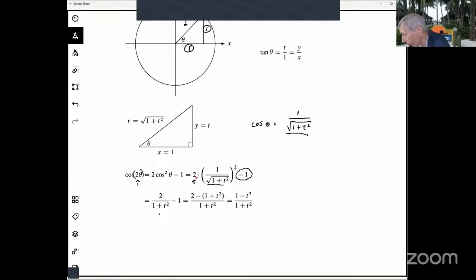The 2 is out in front, so that's not squared. That's in the numerator, -1. And in this step, all I did was get a common denominator, or write 1 as 1 plus t squared over 1 plus t squared, and did a little bit more simplification. And finally, I'm left with this expression on the end in terms of t.